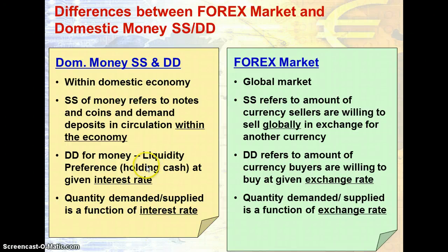Alright, the next 3 slides will be showing the differences between the forex market and the domestic money supply and demand. The foreign exchange market should not be confused with the domestic money supply and demand. The differences are all highlighted within here.